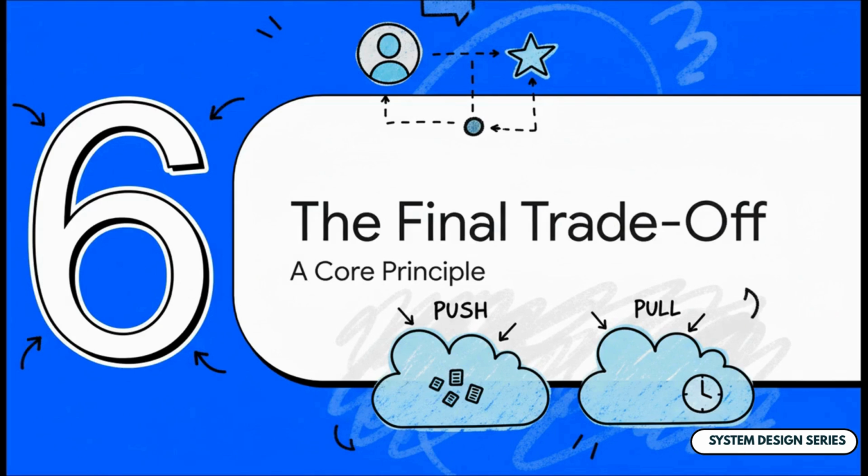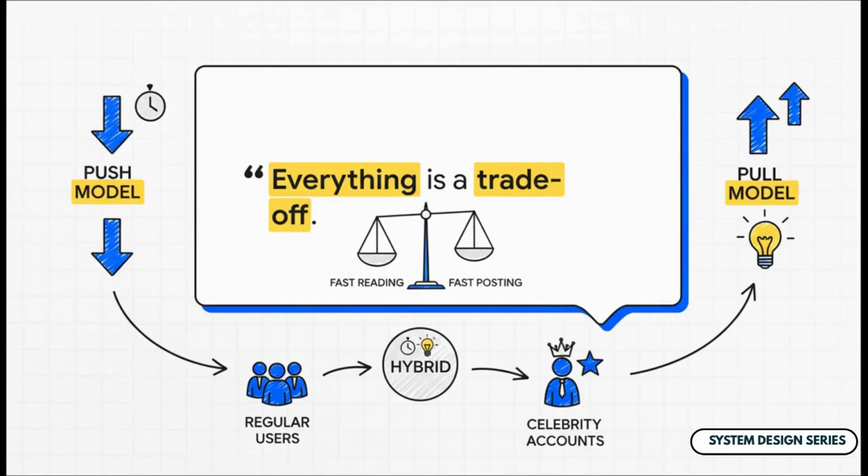So, after going through all of this, the push, the pull, the hybrid, what's the big lesson here? What's the major takeaway? Well, it really comes down to one of the most fundamental, unbreakable laws in all of engineering. There is no single best answer. The push model isn't inherently better than the pull model, and vice versa. The real skill is understanding the strengths and weaknesses of every approach, and then applying them where they make the most sense. It's all about balancing speed, cost, and complexity.